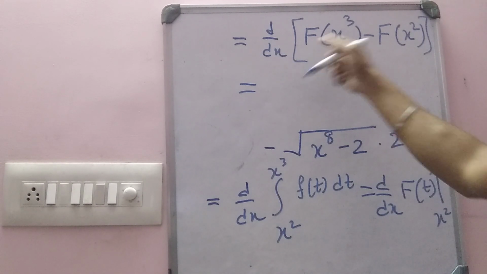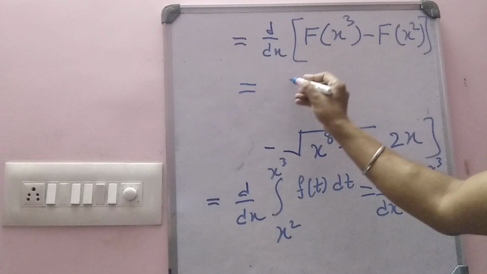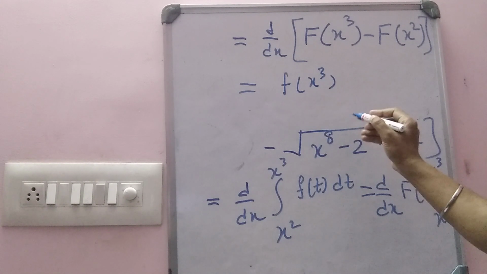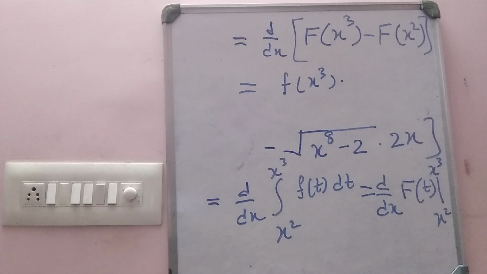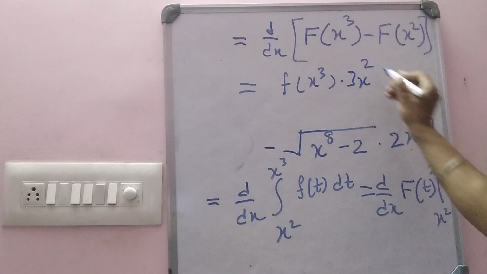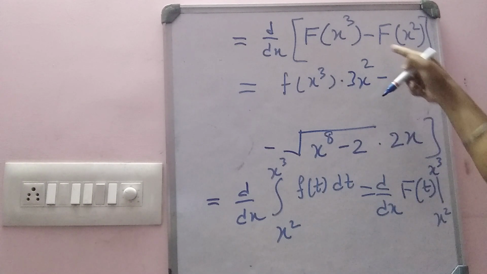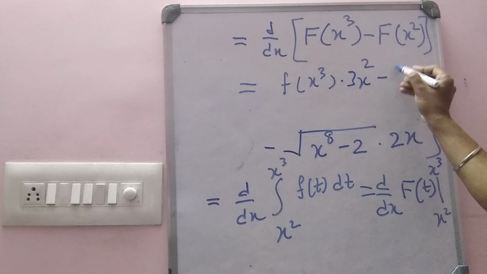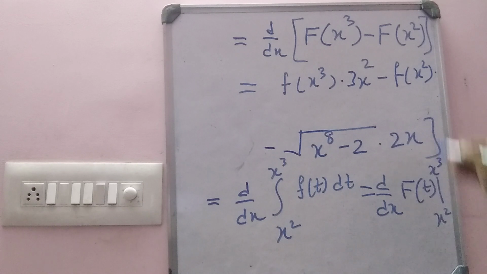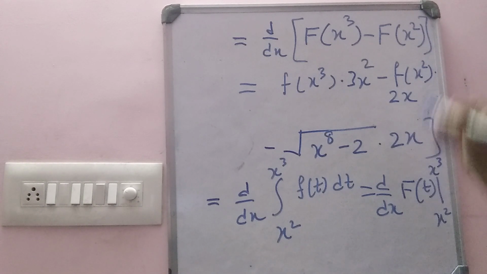Derivative of f of x cube, what can we write? Small f of x cube into derivative of x cube, 3x square, minus derivative of capital F will be small f of x square into derivative of x square, which is 2x.